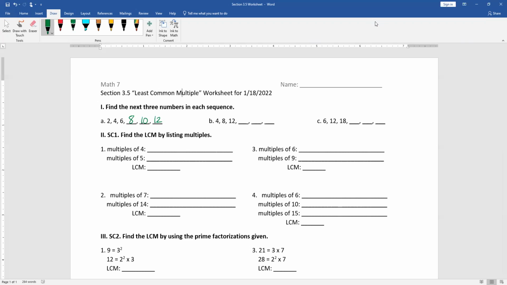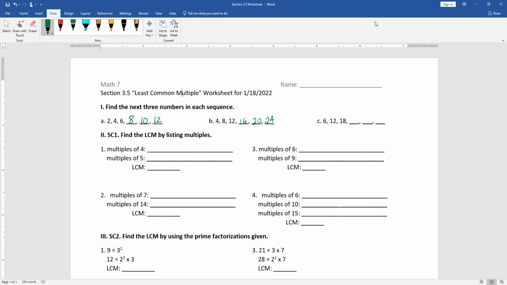For the second one, we have 4, 8, 12. So you can see that the difference between each of those is 4. So 12 plus 4 is 16. 16 plus 4 is 20. And 20 plus 4 is 24. So these are also multiples of 4.